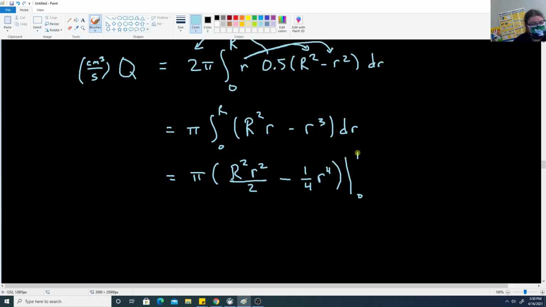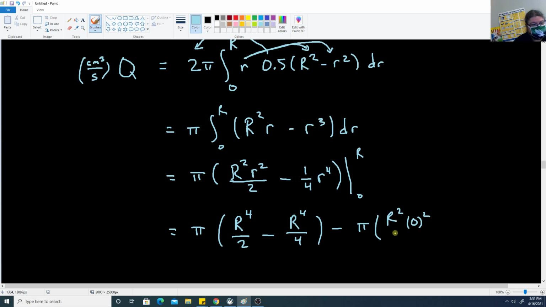Evaluate that from 0 up to capital R. So let's go through and do that. We get pi times capital R squared times capital R squared, which is capital R to the 4th over 2, minus 1/4 capital R to the 4th. So that's capital R to the 4th over 4. Then we would have minus pi times capital R squared times 0 squared over 2 minus 1/4 times 0 to the 4th, which that whole term is just 0.